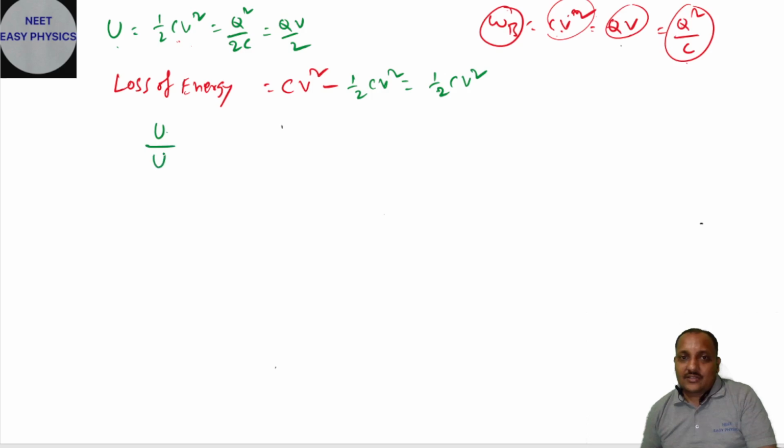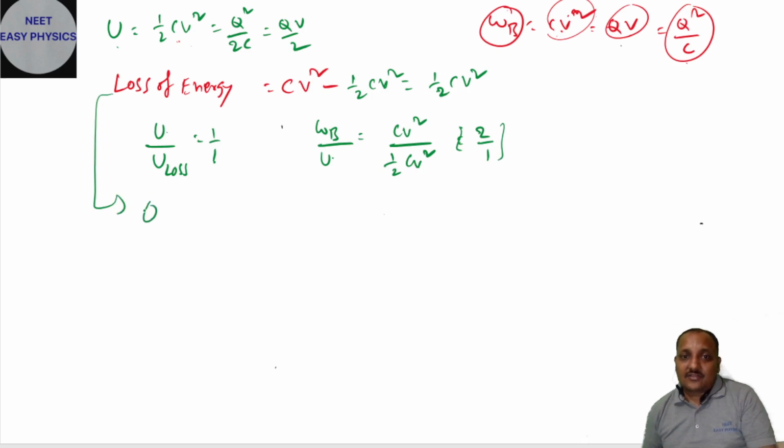What is the ratio of energy stored to energy loss, they will ask? 1:1. What is the ratio of work done by battery to energy stored, they will ask? Work done by battery is CV square, energy stored is half CV square. Therefore 2 by 1. Correct? Like this they are going to ask. And sometimes they will ask about this loss of energy. If you relate it to MC delta T, it should be equal to half CV square. What is the change in temperature, they will ask? At that time we will relate it like this.